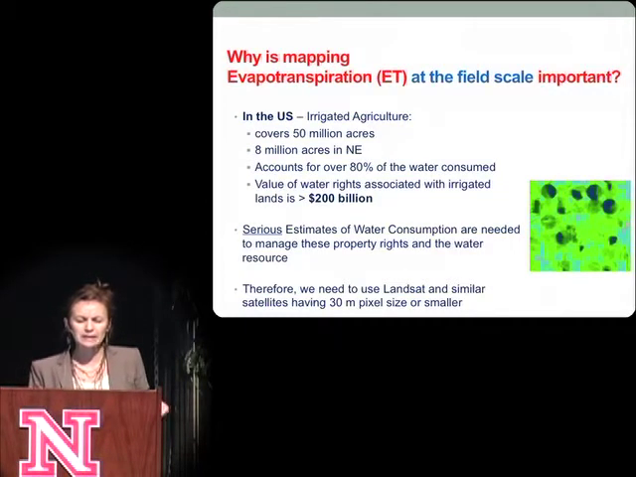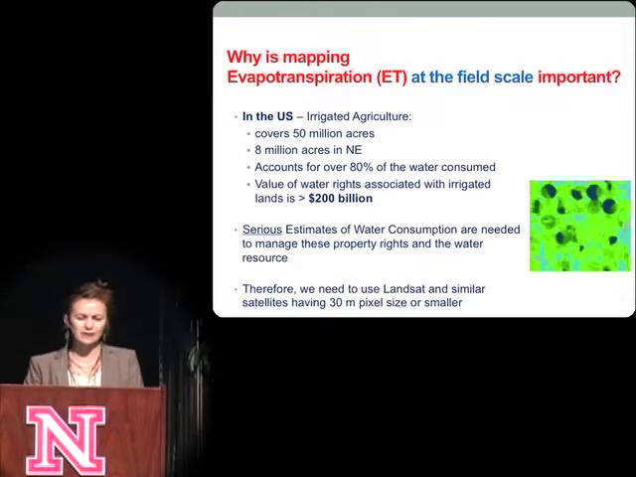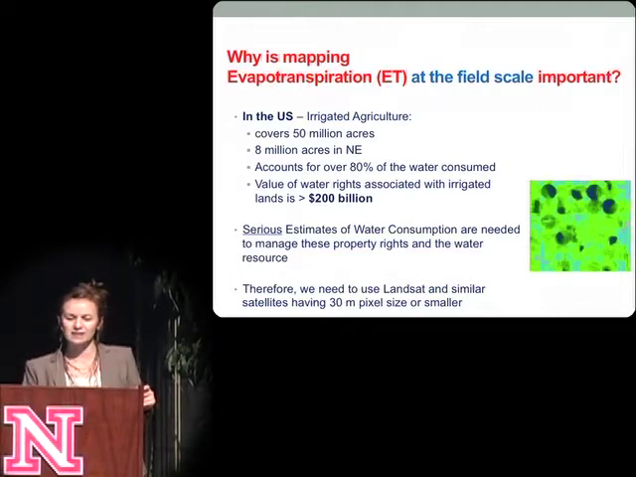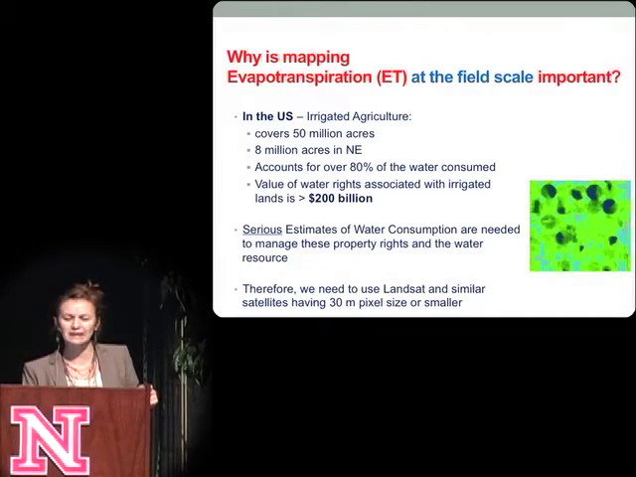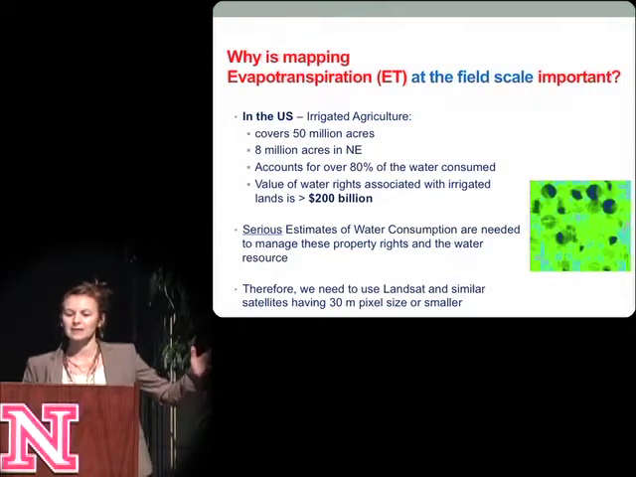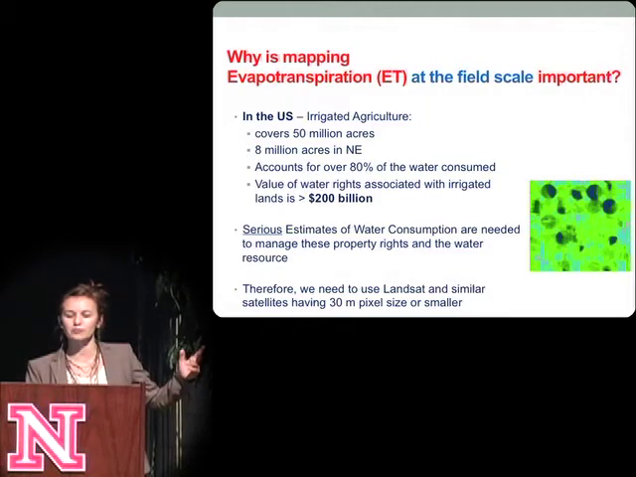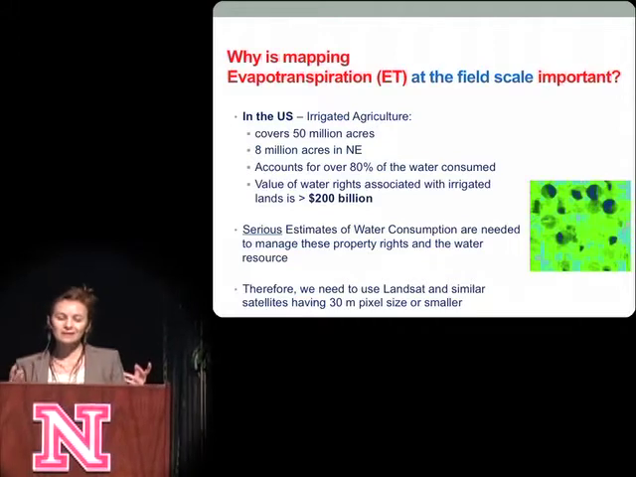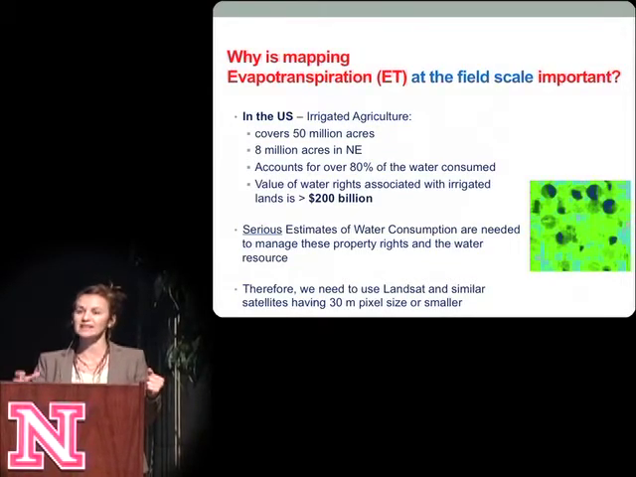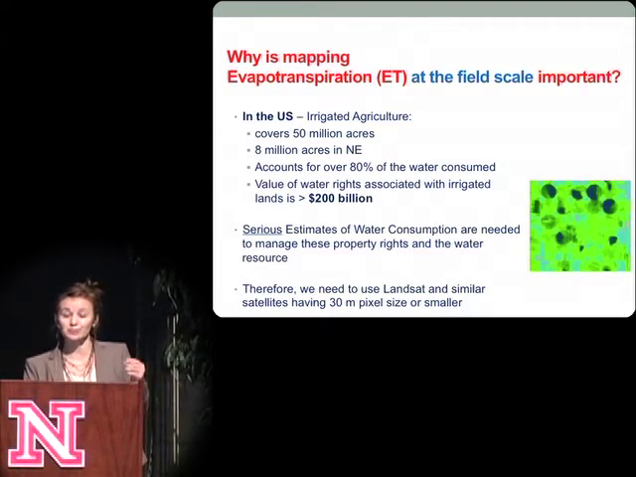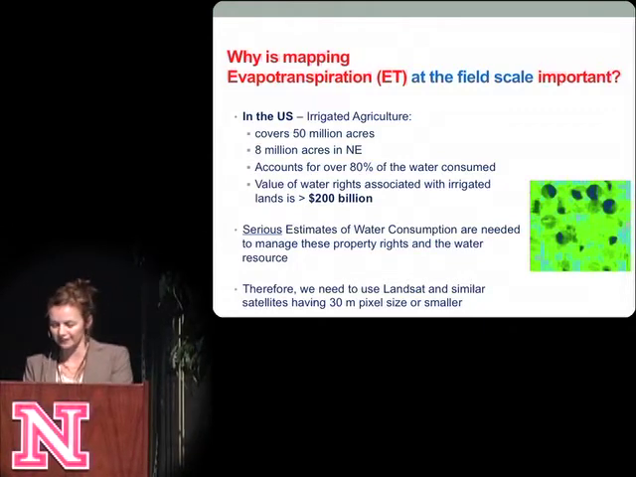Again, in Nebraska, for the last 4 or 5 years, we're ranked number 1 in terms of irrigated land, at 8 million acres. Across the country, we have 50 million acres of irrigated land. Let's assume everyone sells their water right from those irrigated lands. The value of these water rights is more than 200 million. That is why serious estimates of water consumption are needed, especially in these western states that are fighting over water, to manage these properties and the water resources.